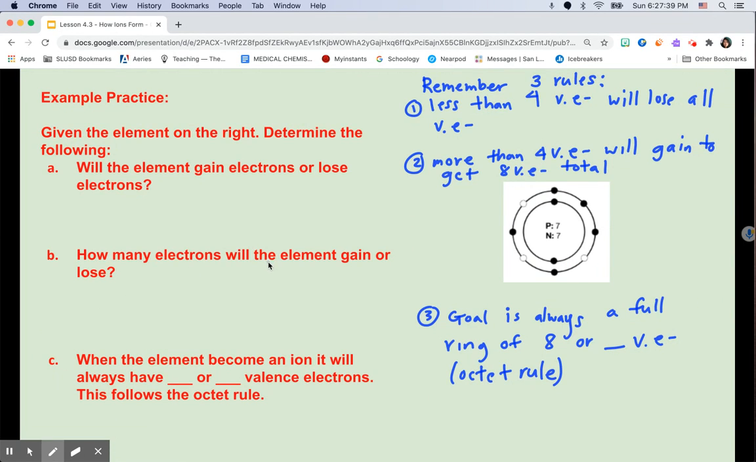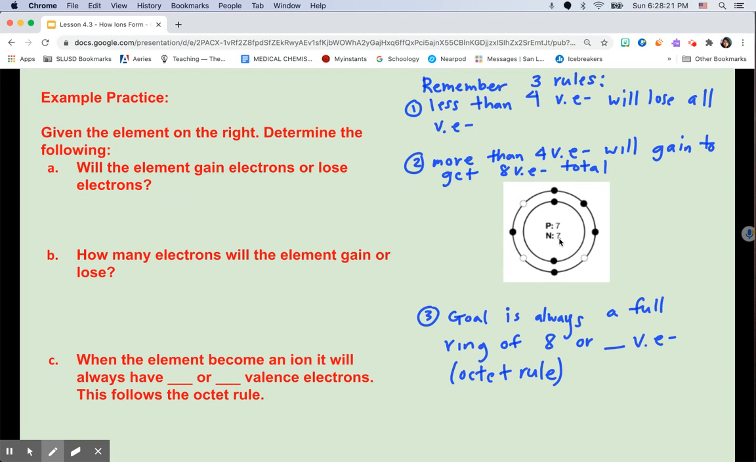All right, so here's a practice problem that you might see. And before we even do this practice problem, there are 3 things we need to remember, right? 1, if I have less than 4 valence electrons, it will lose all the valence electrons in order to reveal the full ring of 8 below. If it has more than 4 valence electrons, it will gain to get a total of 8 valence electrons. And the goal is always to get a full ring of 8 electrons total. We call that the octet rule. There is one exception, which we'll talk about in example problem 2. But let's do example problem 1 first.